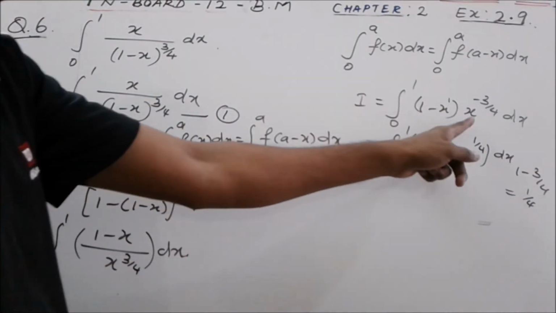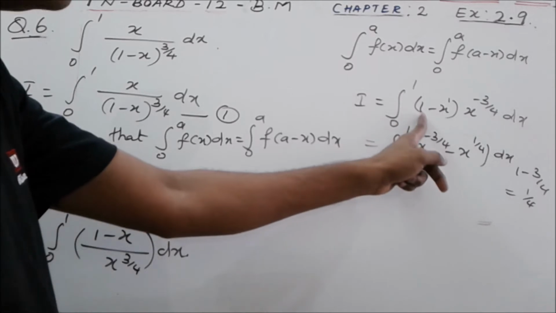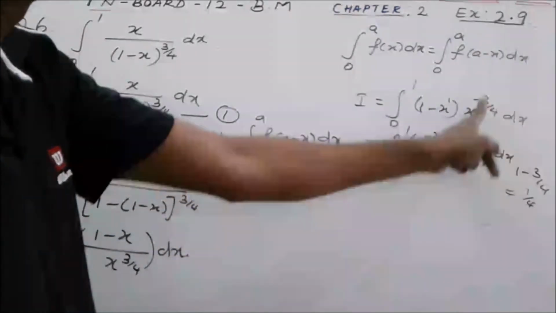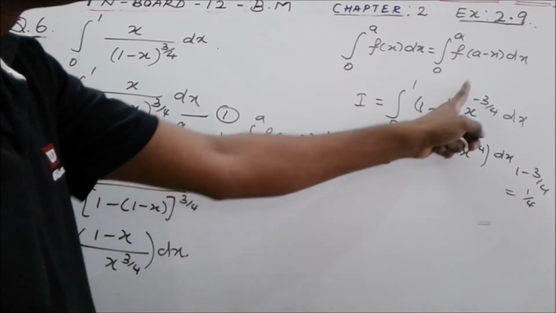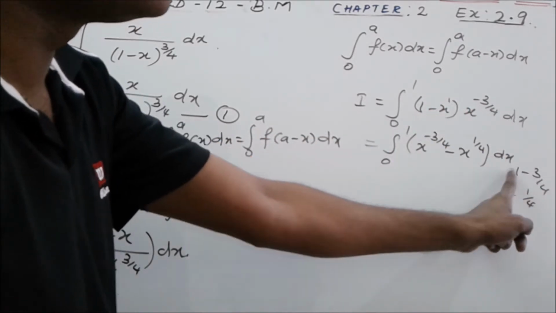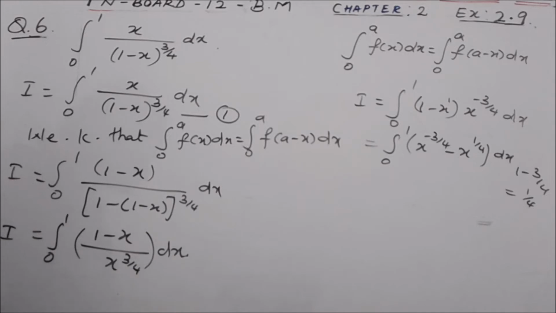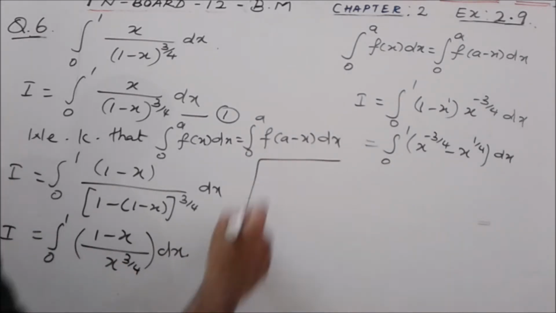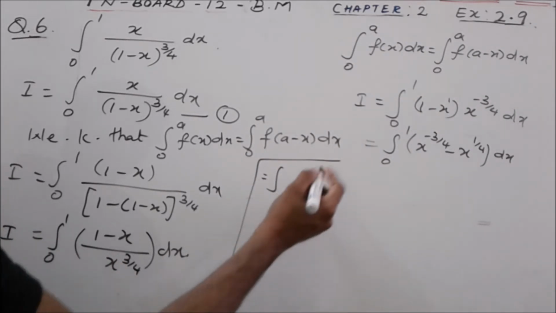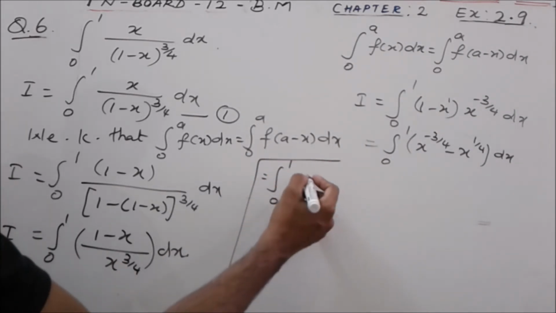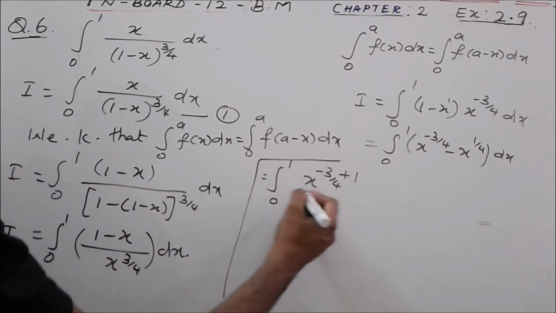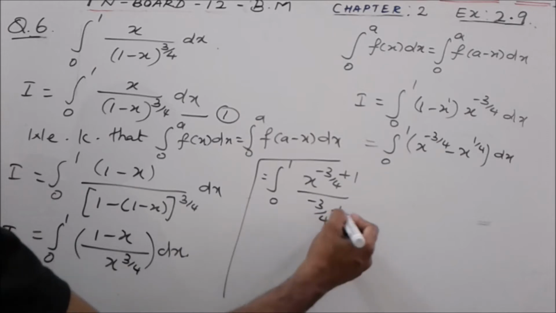Listen carefully here, just multiplying inside: 1 into x power minus 3 by 4, and x into x power minus 3 by 4 means 1 minus 3 by 4 in the power. So simplify, you will get 1 by 4 dx. Now applying the x power n formula here, integral x power n dx, we are very familiar with it, is equal to x power n plus 1 by n plus 1, from 0 to 1. So minus 3 by 4 plus 1 in the denominator.